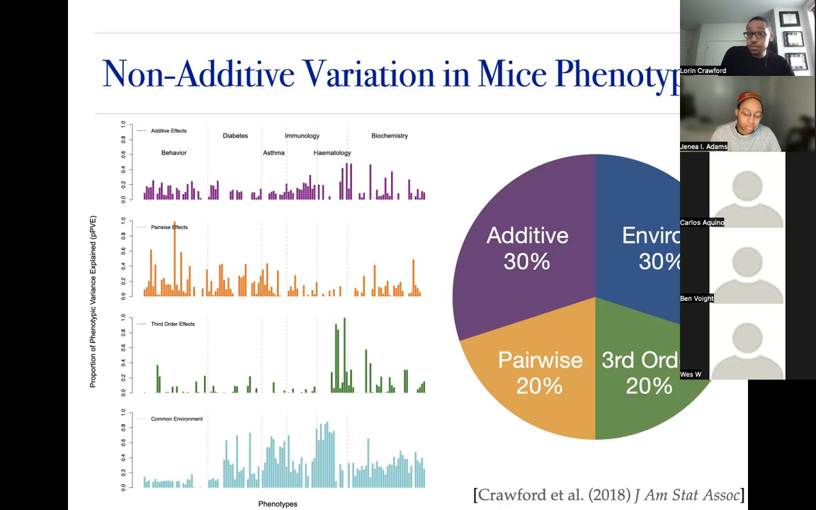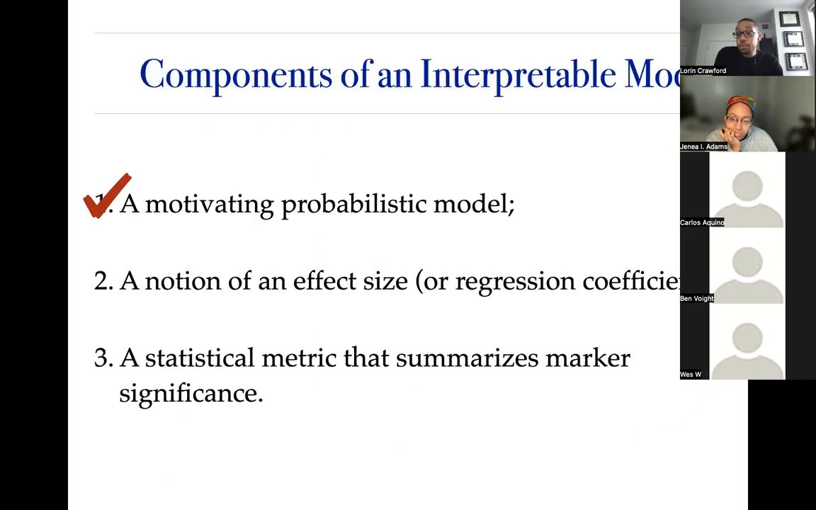And so the effect size analog gives me a weight after I fit a nonlinear GP to my data. What that does is it satisfies my second point. I now have a motivating probabilistic model, and I have a notion of effect size.